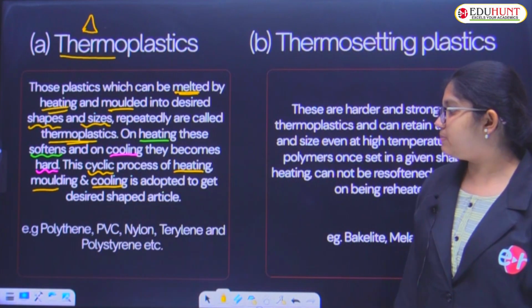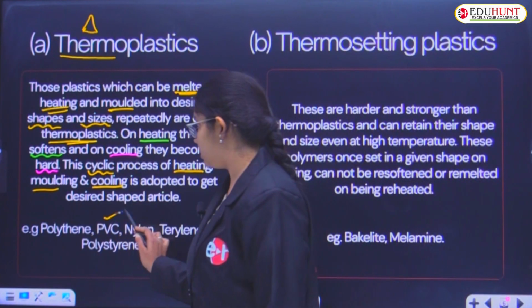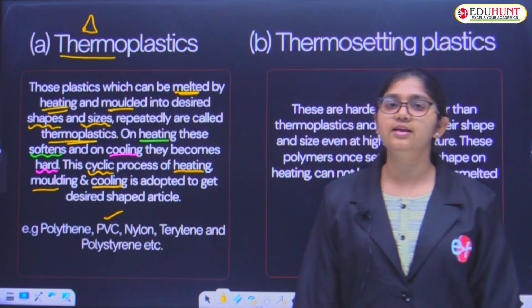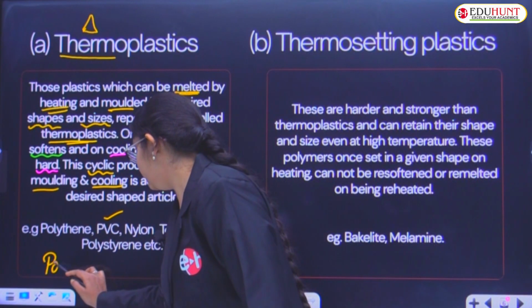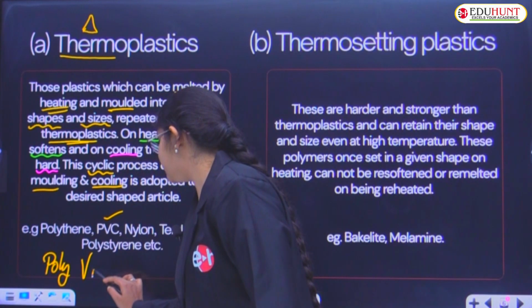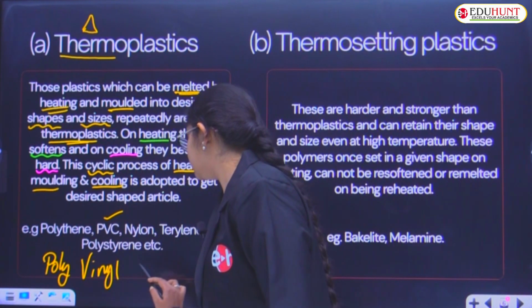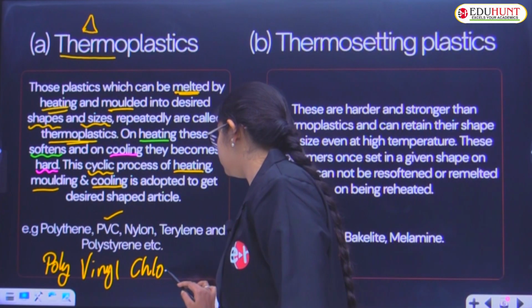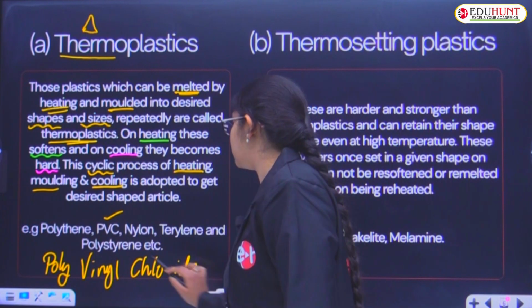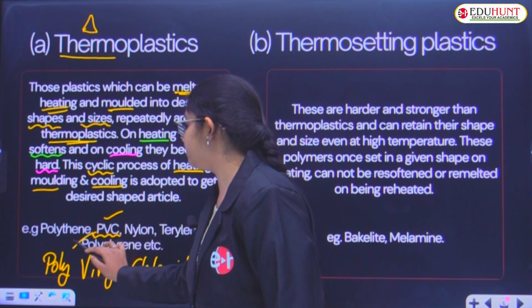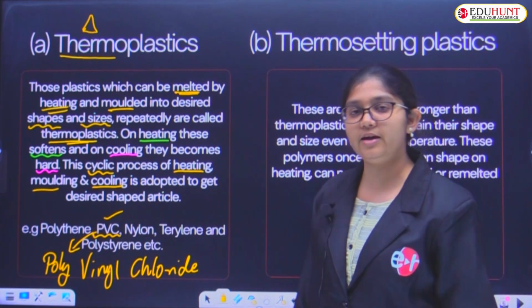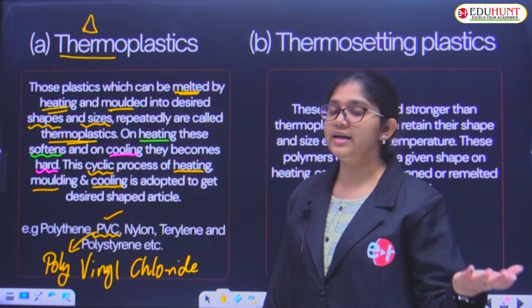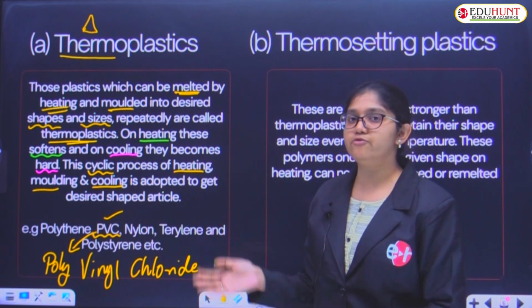Yes. So what is PVC, ma'am? If you ask me doubt, PVC stands for polyvinyl chloride. Okay, I'll write it here. Poly, V stands for vinyl, C stands for chloride. PVC means polyvinyl chloride. Okay, so these are the examples of thermoplastics. Simply by applying heat, we can happily shape into different sizes and shapes.